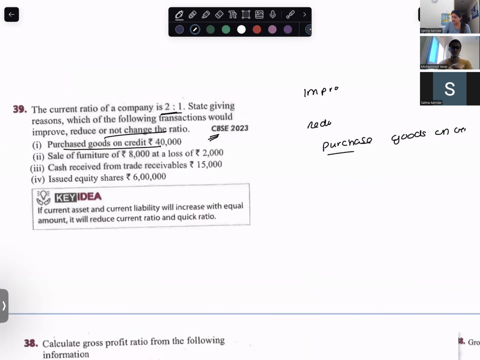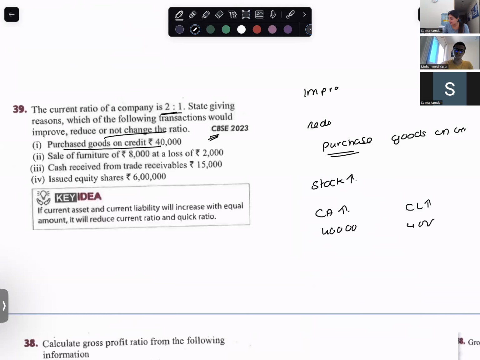Purchase the goods on credit. That means my stock will go up. If my stock goes up, I can say my current assets will go up, and current liabilities would also go up. It will reduce, right? No. Current assets are also increasing, and current liability is also increasing by 40,000.